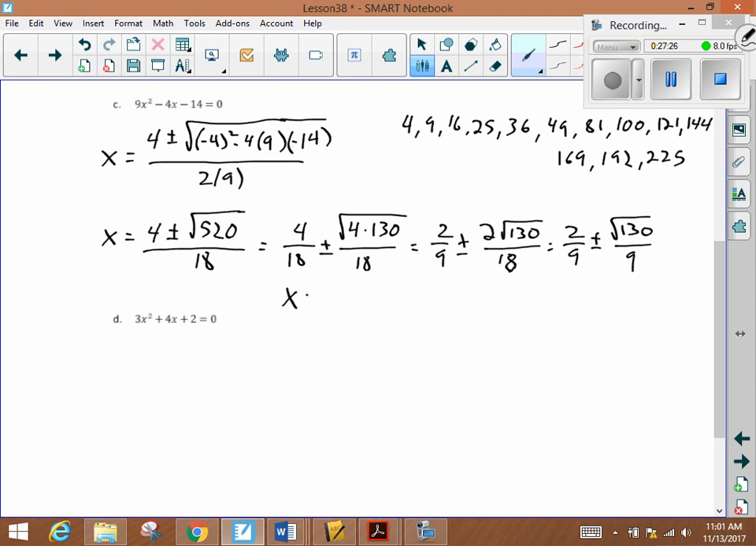So then x is equal to 2/9ths plus the square root of 130 over 9, and x is equal to 2/9ths minus the square root of 130 over 9. Whew.